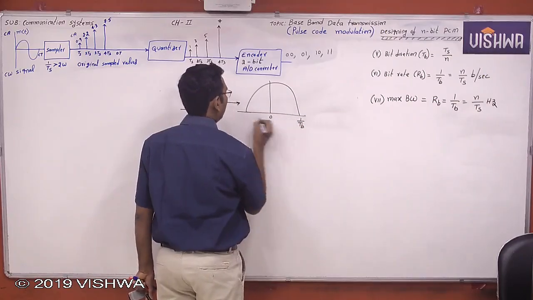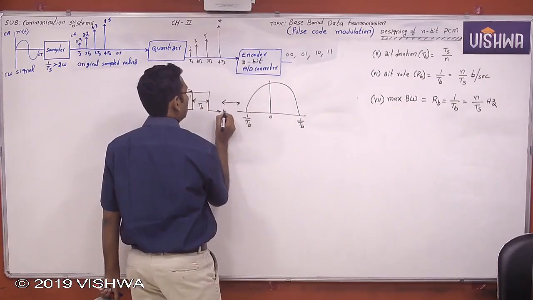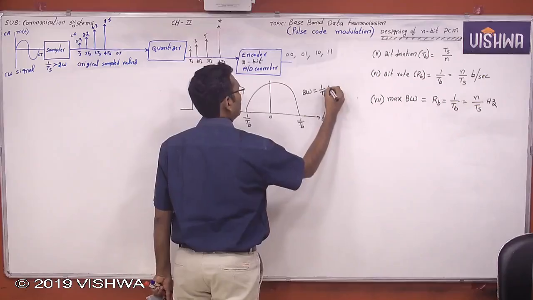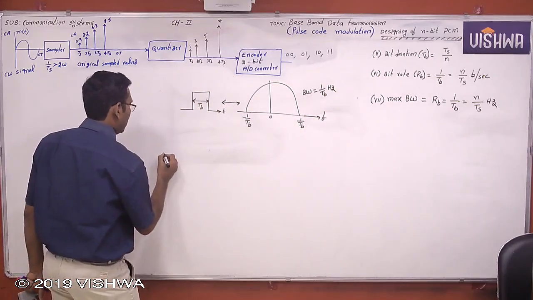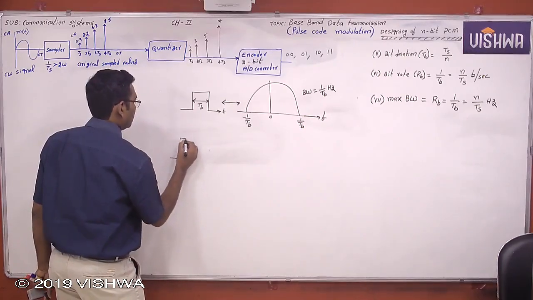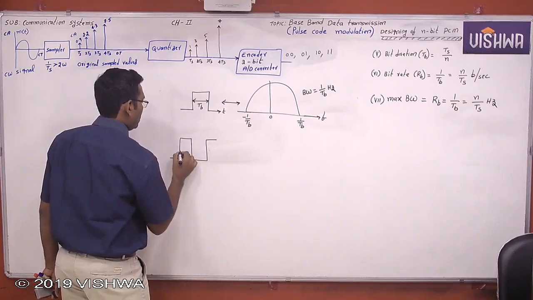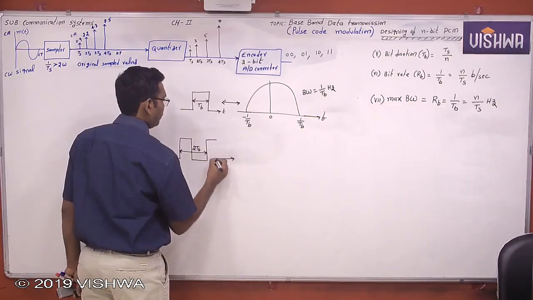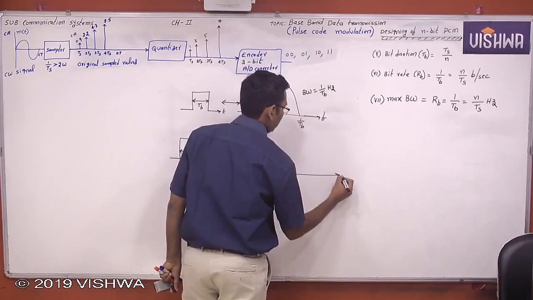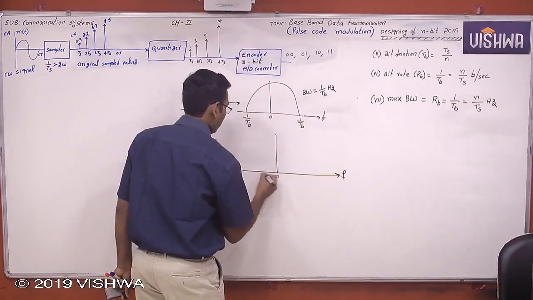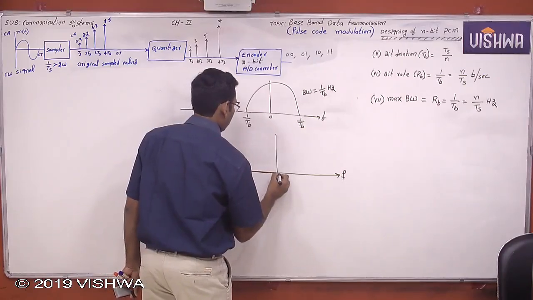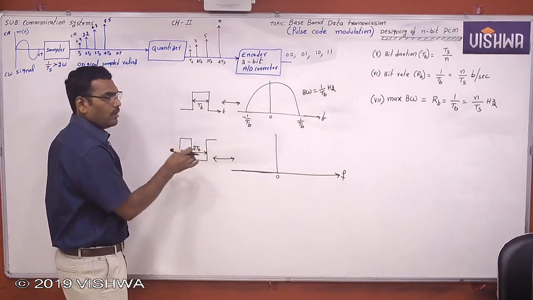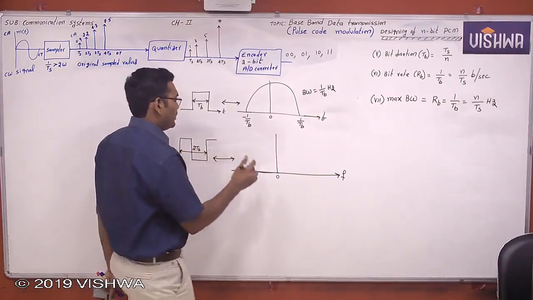Now 1 by TB, minus 1 by TB. This is in the time domain. This is in the frequency domain. Now what is the bandwidth here? The bandwidth is equal to 1 by TB minus 0, that is 1 by TB. But see here, now with a bit duration of 2 TB, the pulse width is more. Bandwidth is inversely proportional to pulse width. When pulse width is more, bandwidth is less.